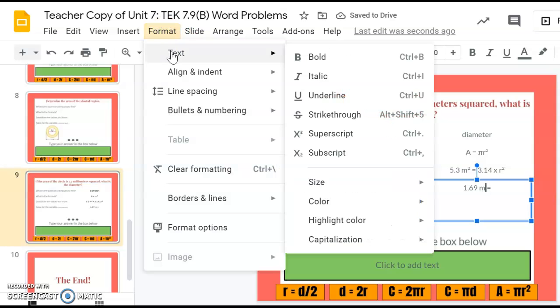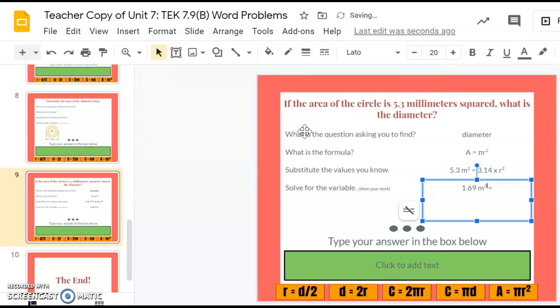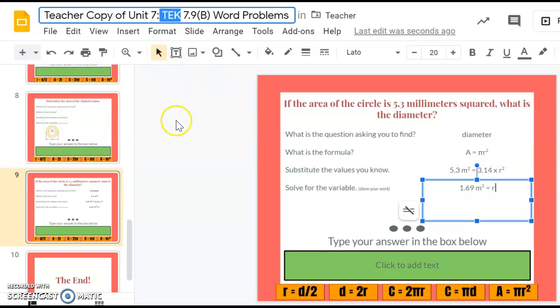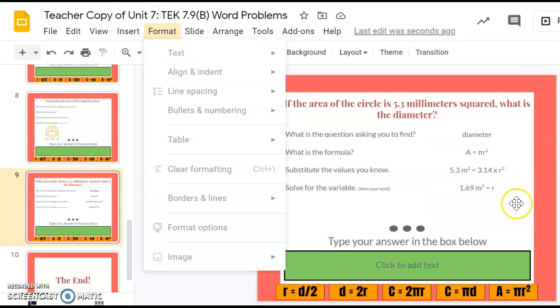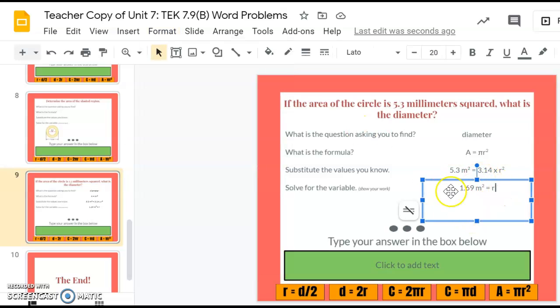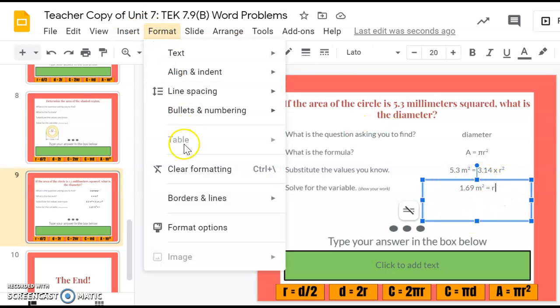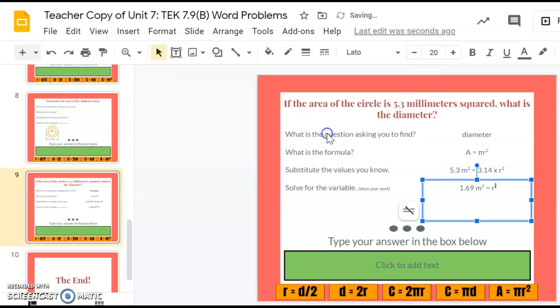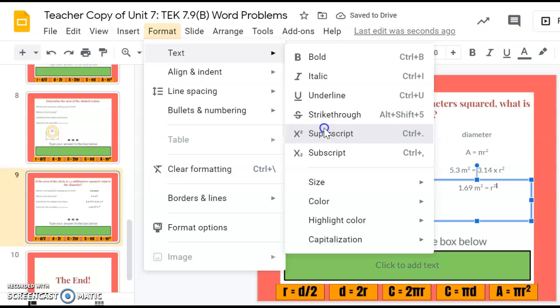Let's go back over here. Squared. Format, Text. Yes, you need to do all of this that I am doing. Equals r squared. Whoops. Format. Whoops, it's clicking all over the place. Okay, you have to be in the text box. Format, Text, Superscript, squared. Okay, now to take that off, you just go back and repeat what you just did.